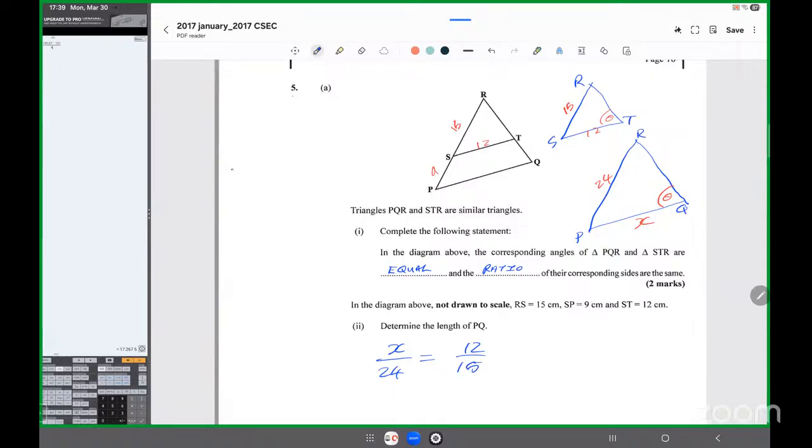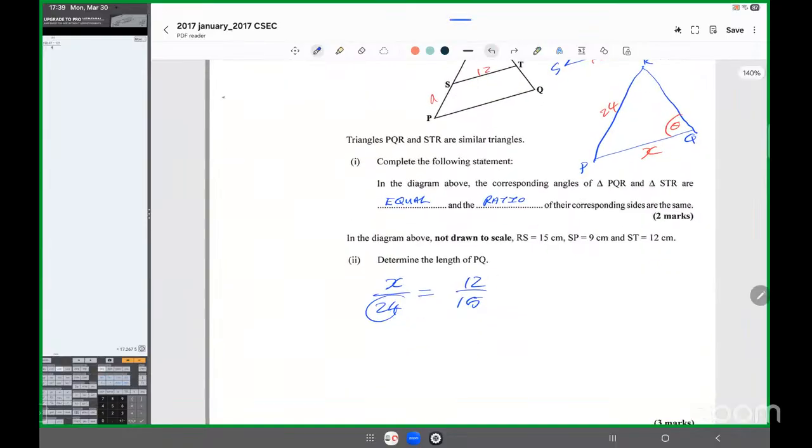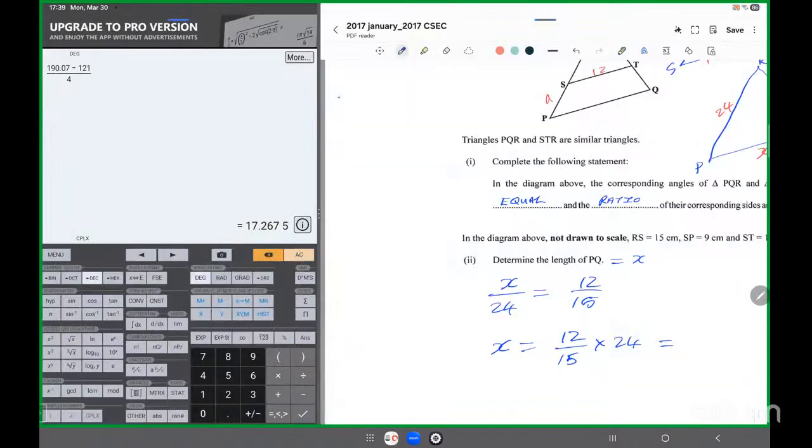You understand that? All right? And then you just take the 24 and multiply it up here to find the X. So the X, the PQ, will be equal to 12 over 15 times the 24. You work that out and you get that distance X. It's 12 over 15 times 24. That's 19.2 centimeters. That's it.